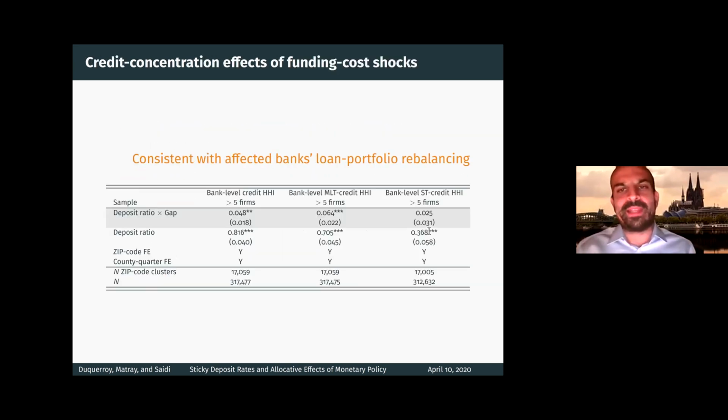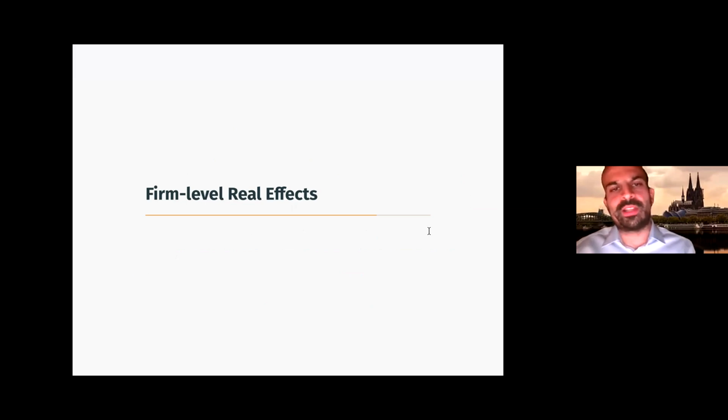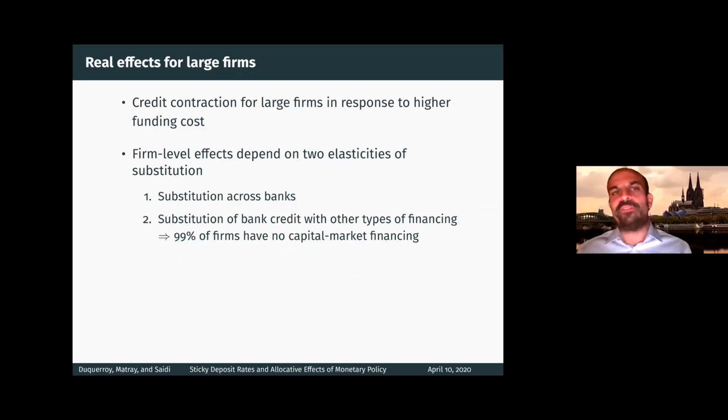Let me skip the bank concentration level and just show you at the firm level, we also have real effects that we would expect for these large firms with bank balance sheet data. Why? Because we've seen that this credit contraction affects primarily these large firms for which we do have balance sheet data. On top of that, we see that they cannot substitute credit across banks. And second, these even admittedly large firms in the data, they're really just SMEs with no capital market financing, so they really have nowhere else to go.